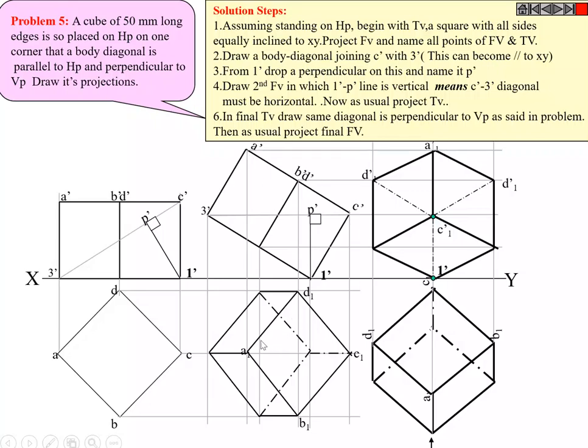Locate the top face first. So A1, B1, C1, D1 is visible, and the bottom face is the other part where you get the visibility. Further, it tells us parallel to HP and perpendicular to VP. So C1 and C must be perpendicular to VP. Now it is parallel, so draw the third position as per the required condition.